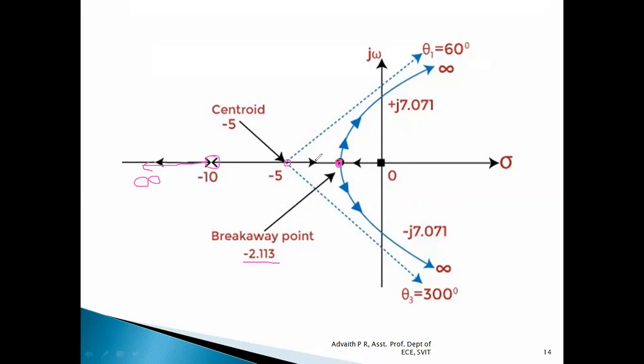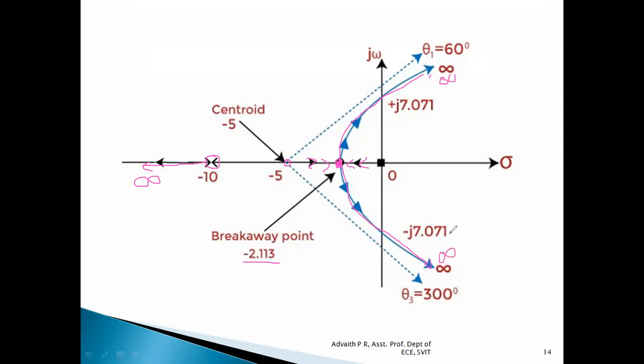So from these two poles, the root locus will travel up till the point minus 2.113 on the real axis, which is called the breakaway point. The root locus touches over here from both the poles, and it will cut the imaginary axis at plus 7.071 j and minus 7.071 j, and it reaches infinity.